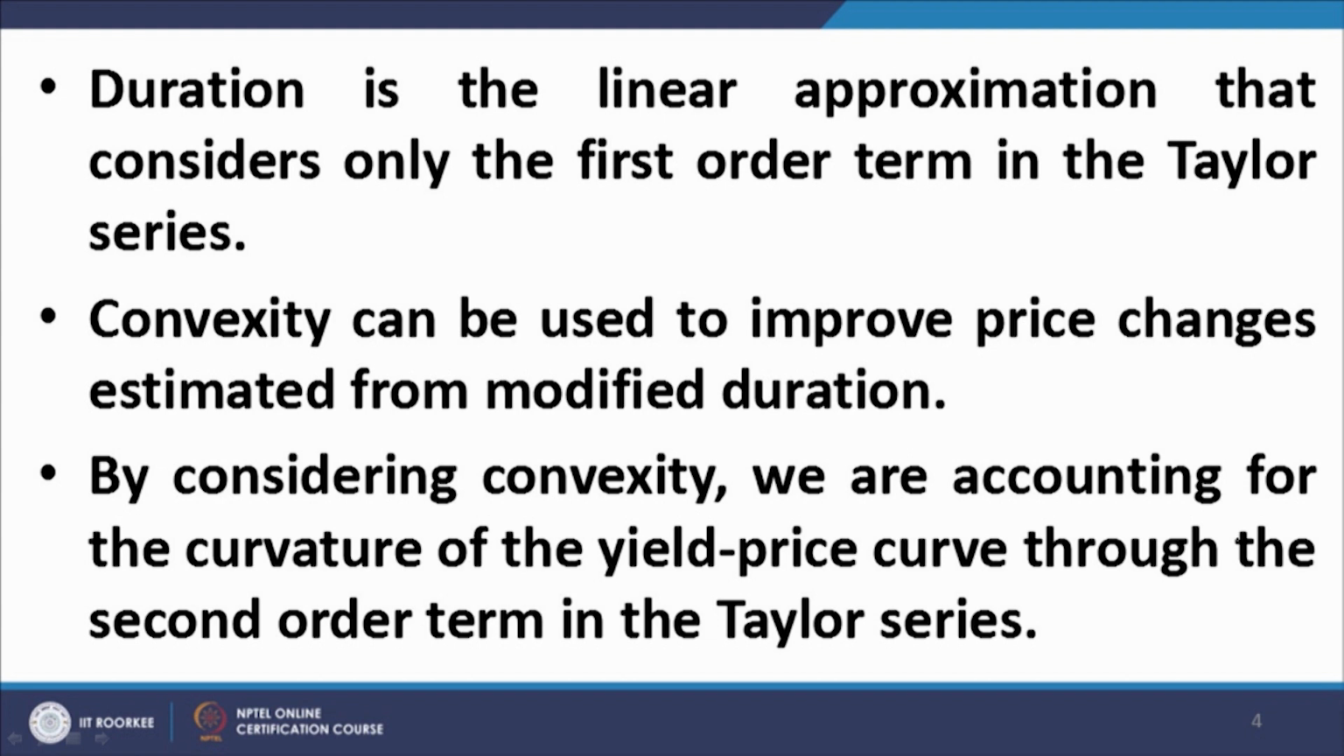Duration is the linear approximation that considers only the first order term in the Taylor series. When you expand the price of a bond around its YTM and you retain the first order term, you get what is the definition of the duration of the bond. Convexity is the second order correction. It is used to improve the results that we obtain by using duration as a measure of the percentage price change corresponding to a given change in YTM.